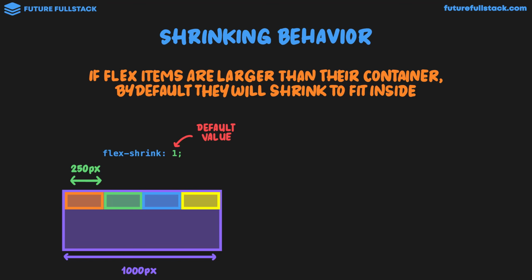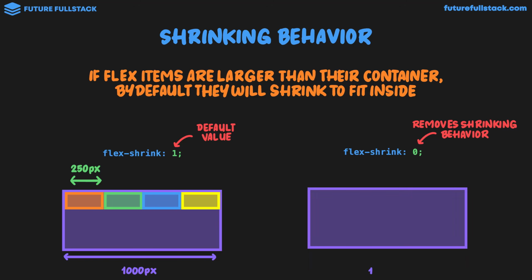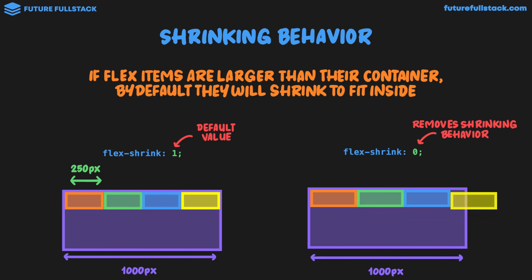We saw that we could set a flex-shrink value of 0, which effectively removes the shrinking behavior. So we end up with our container of 1000 pixels, but now our flex items will be their actual width of 300 pixels, and you can see we now overflow the container. So let's again check this out in VS Code.